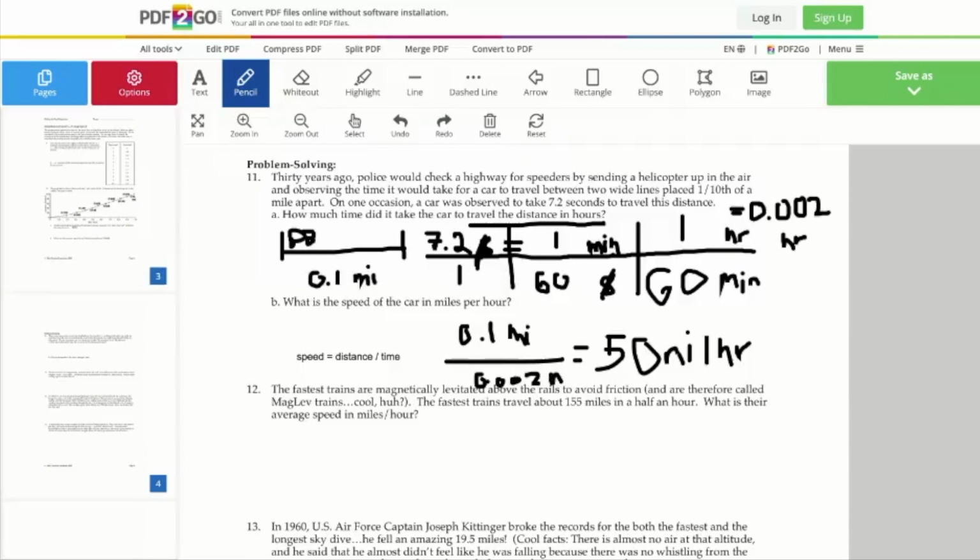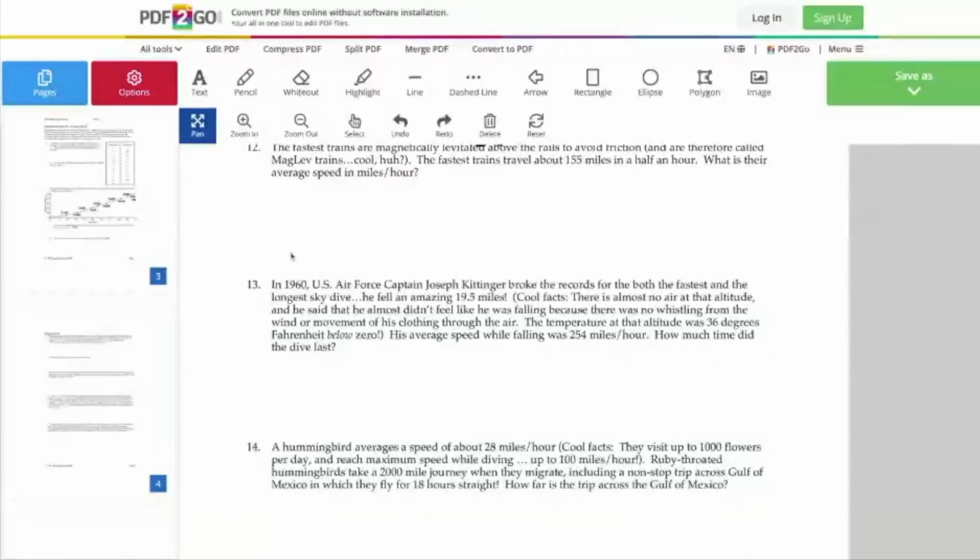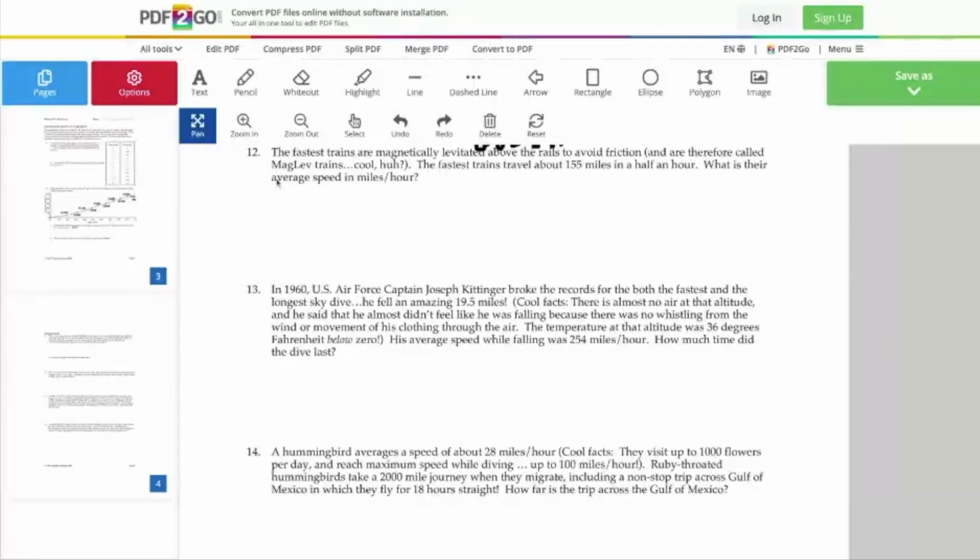Yes, okay, that's good. And then the second one is thinking a little bit about what they give you and then converting it to units again. So let's take a look at the second one. The fastest trains are levitated above the rails to avoid friction. If you've heard of them, they're called Maglev trains. They're pretty cool. So the fastest trains travel 155 miles in half an hour. So what is their actual average speed in miles per hour?